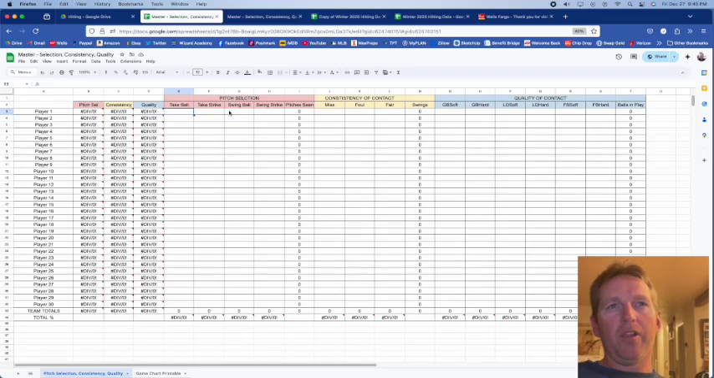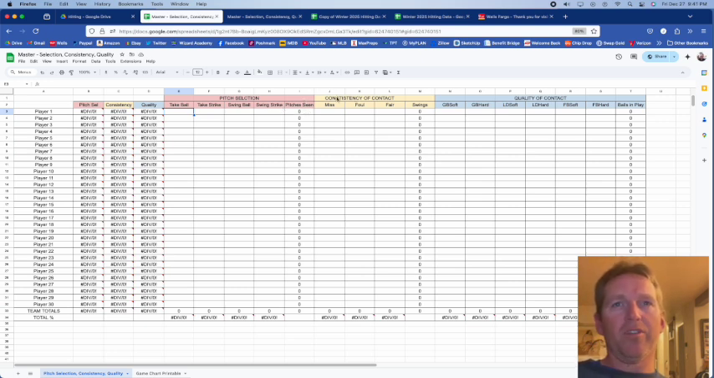This here is a calculator for pitch selection, consistency of contact, or quality of contact for a baseball or softball team. The section here shows how many times a player is going to be taking a ball, taking a strike, swinging at a ball, or swinging at a strike. And as you enter data in there, it's going to calculate the total number of pitches seen.